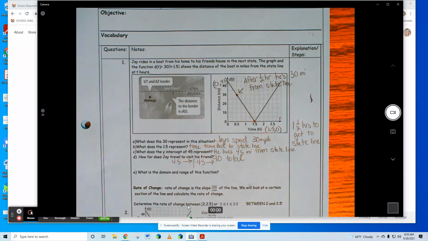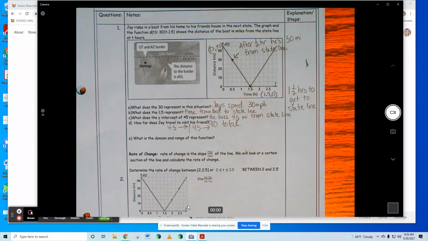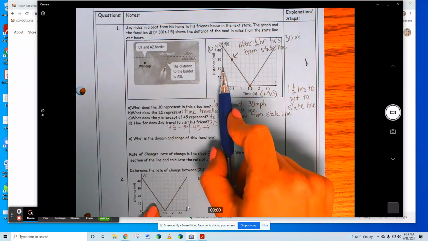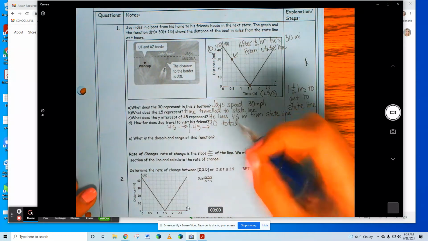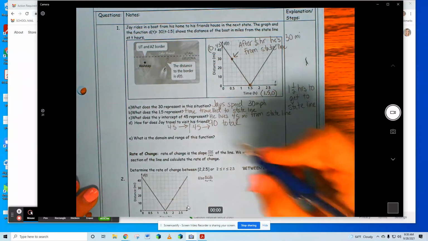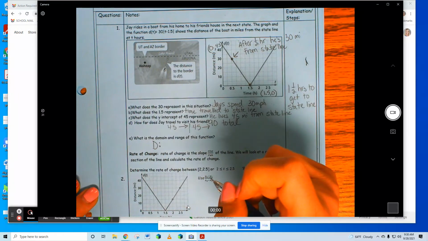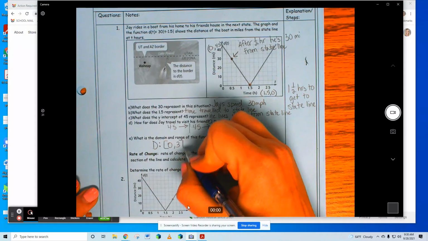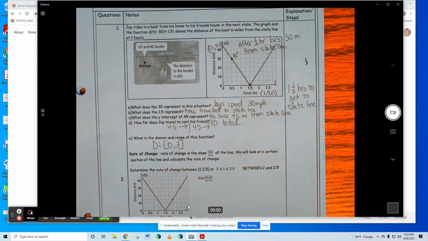Okay. What's the domain and range of this function? That means, still the thing, guys, the domain is here from 0 to 3 hours. 0 to 3 hours. So I can say that my domain is between 0 and 3. And I'm putting brackets because it starts at 0 minutes and it ends at 3 hours.